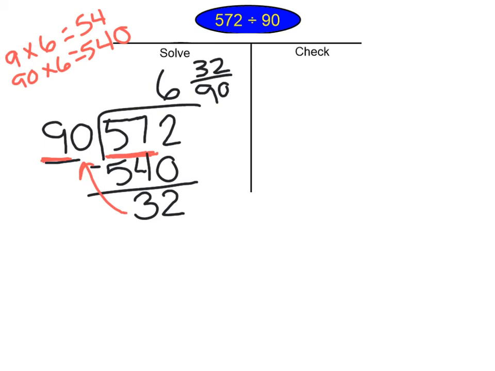So now what I'd like you to do is to take your quotient of 6, multiply it by your divisor of 90, add it to your remainder of 32, and try to have it equal your dividend. Go ahead and pause your video now. Do that and then come back and check.